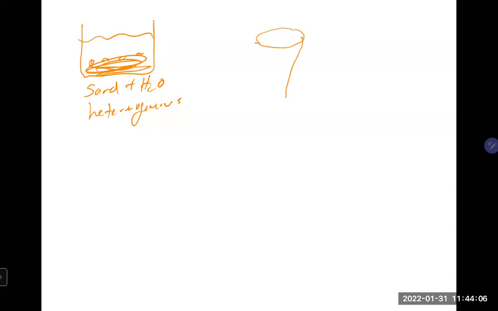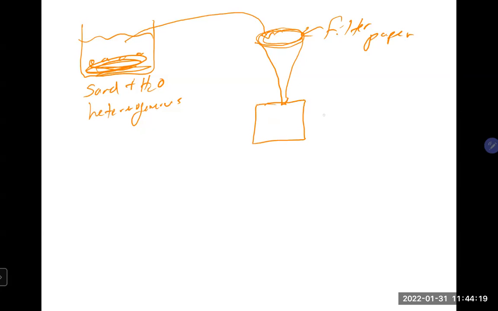where we could take a funnel. We can put some filter paper in the funnel. And if I pour this into here, what's going to get trapped on the filter paper? Yeah, the sand will get trapped up here. The liquid water part will go through. By this very simple process of filtration, I was able to separate out the sand, which I could let dry, and it's back to its original shape. I could take the liquid water, obviously, which is its original shape, and I now have both of those components.